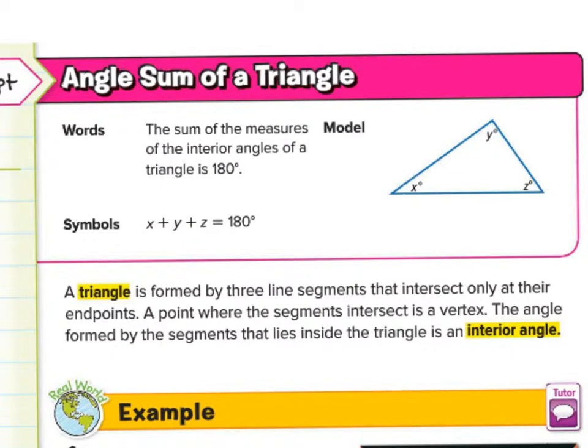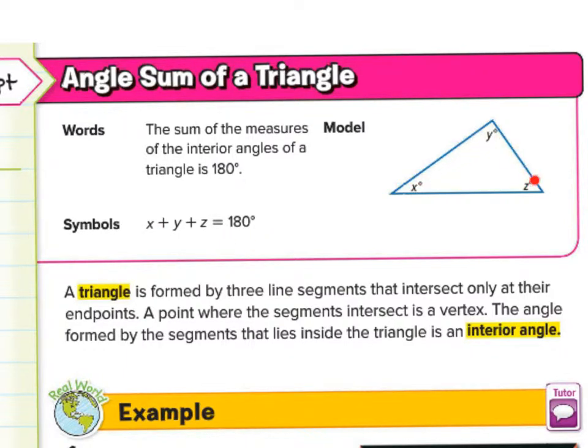For our first key concept, we are going to learn about the sum of the angles in a triangle. So, angle sum of a triangle. In words, the sum of the measures of the interior angles of a triangle is 180. X plus y plus z equals 180. You see it here in symbols: x plus y plus z equals 180.